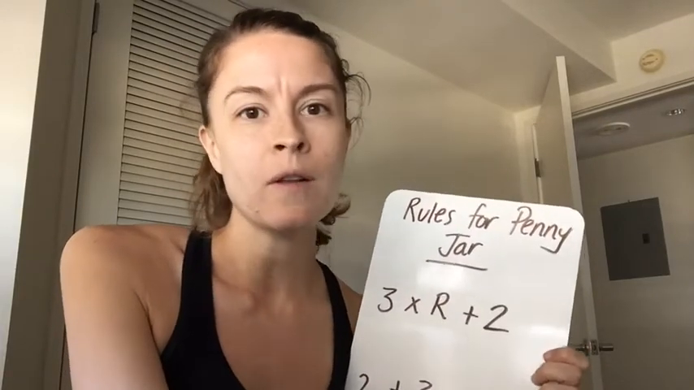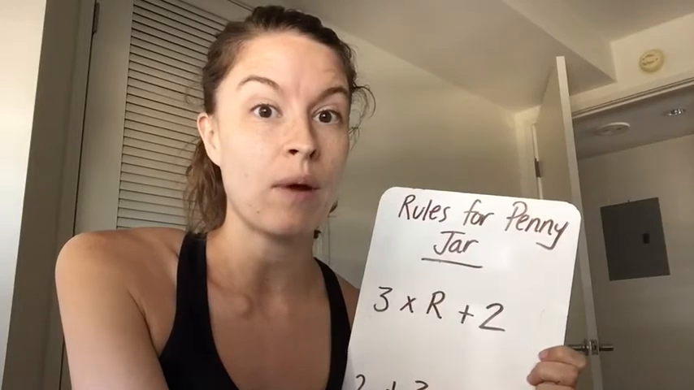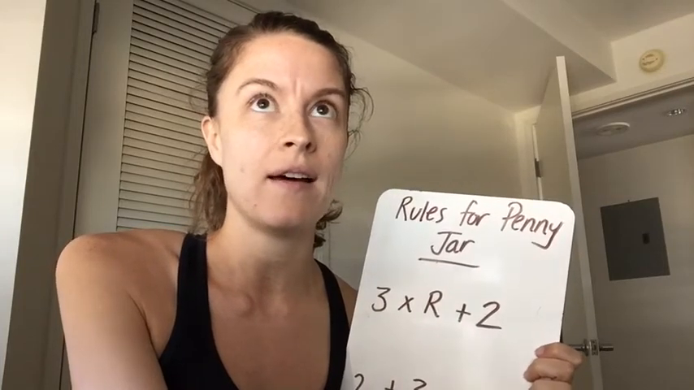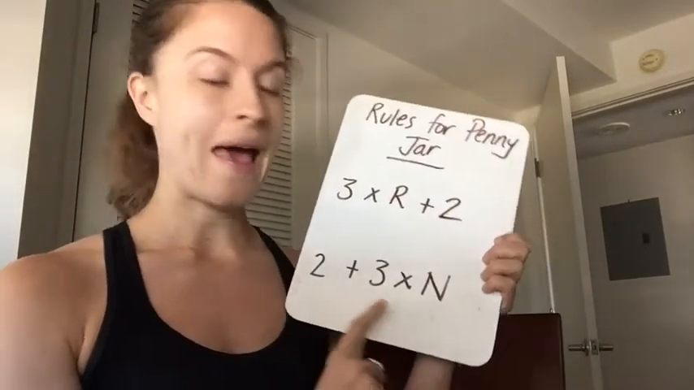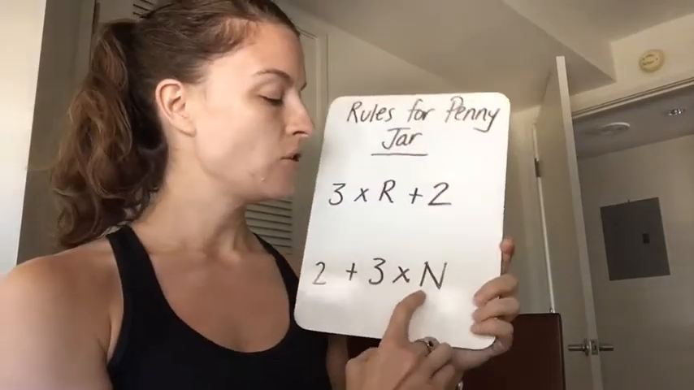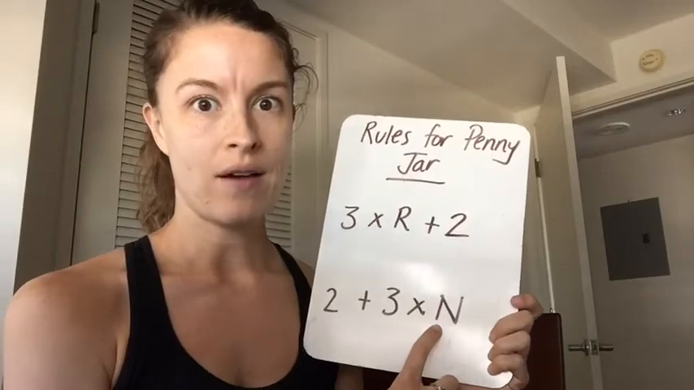You always want to choose a letter that's close to the meaning of what you're representing just because it'll be easy for you to remember, okay? So here I also chose N. Now, N I chose because it's the number of rounds.